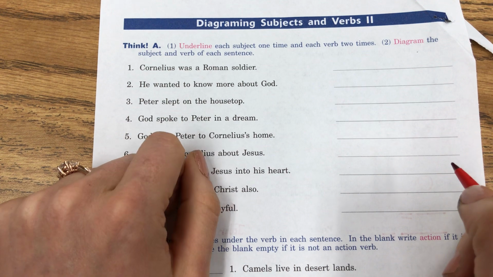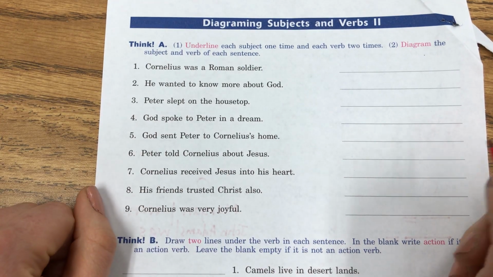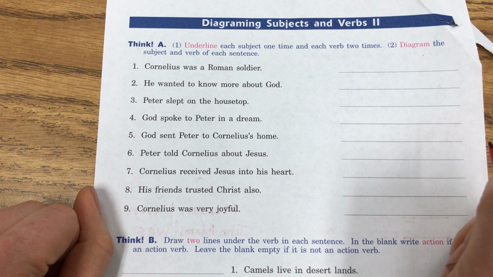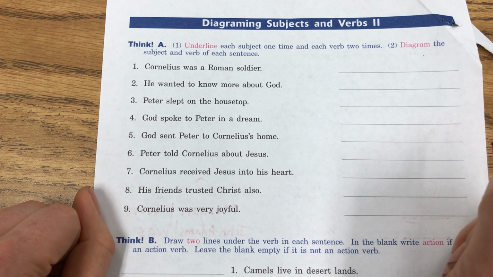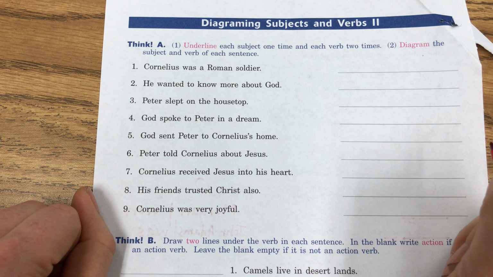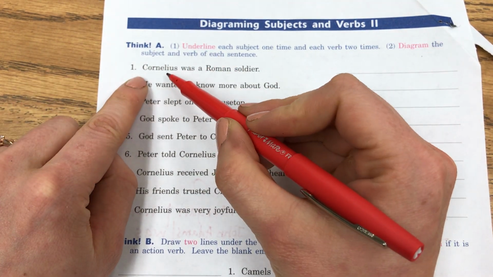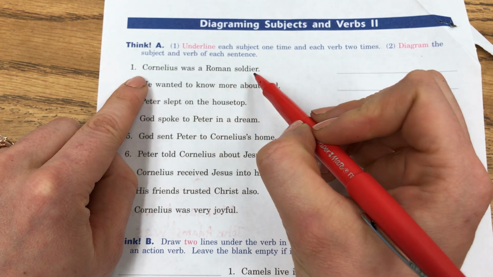So look at our directions, very similar to last lesson. It says underline each subject one time and each verb 2 times. Great, we're really good at that. Number 2, diagram the subject and verb of each sentence. So number 1, Cornelius was a Roman soldier.